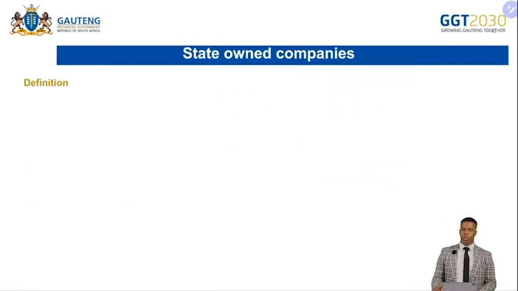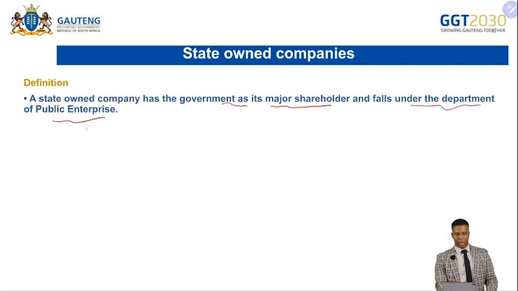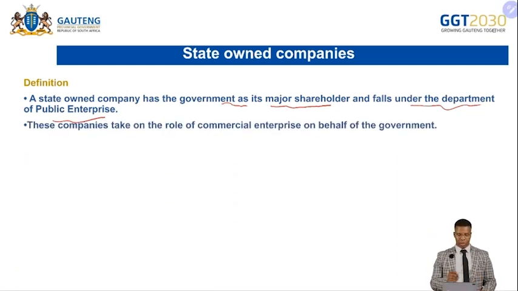And then we also have the state-owned company. Remember, this is also considered to be a private profit company, because this is also a company that operates to make profit. But the definition will make it clearer for us. A state-owned company has the government as its major shareholder and falls under the Department of Public Enterprise. So with a state-owned company, the government is the majority shareholder, or has more shares in that particular company. These companies take on the role of commercial enterprise on behalf of the government.